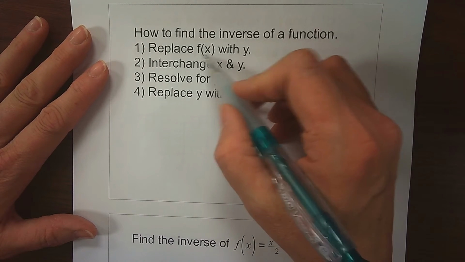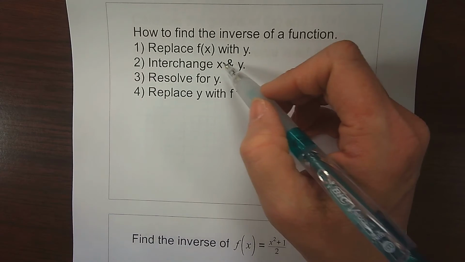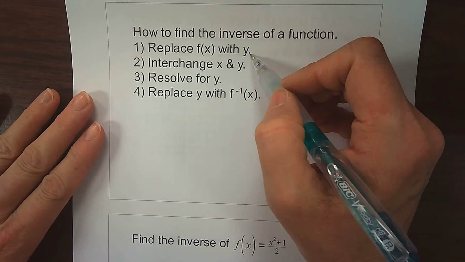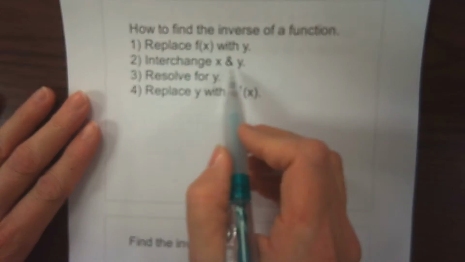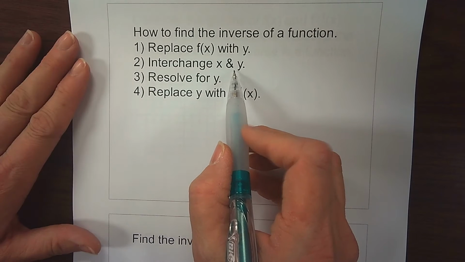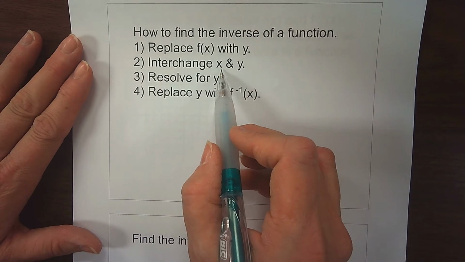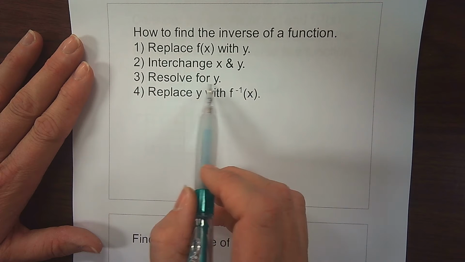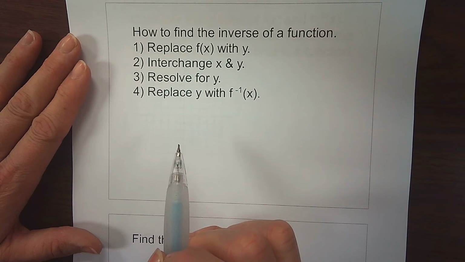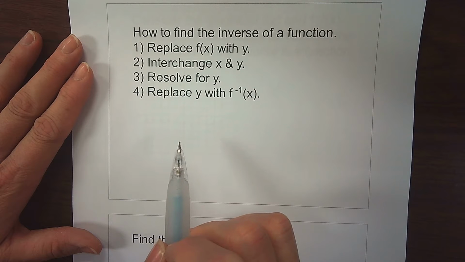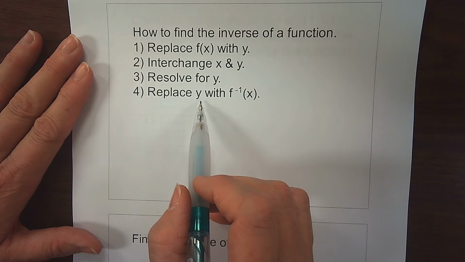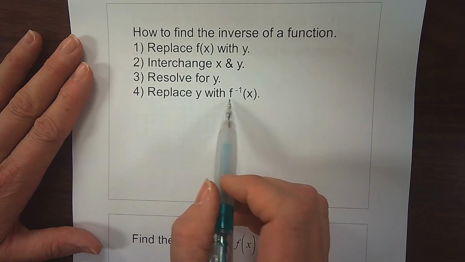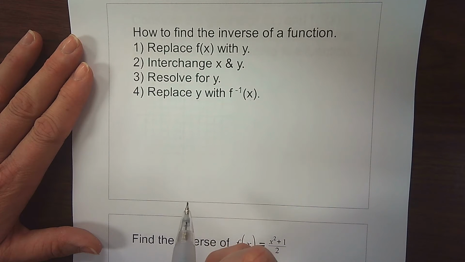If the function is written in function notation, so using f of x, we want to replace that with y. We're going to interchange x and y. After all, I mentioned just a moment ago that that's what an inverse does. It interchanges the x and y. We're going to resolve our new equation for y, and that will be the inverse. So to go back to function notation, we're going to replace y with f inverse of x.